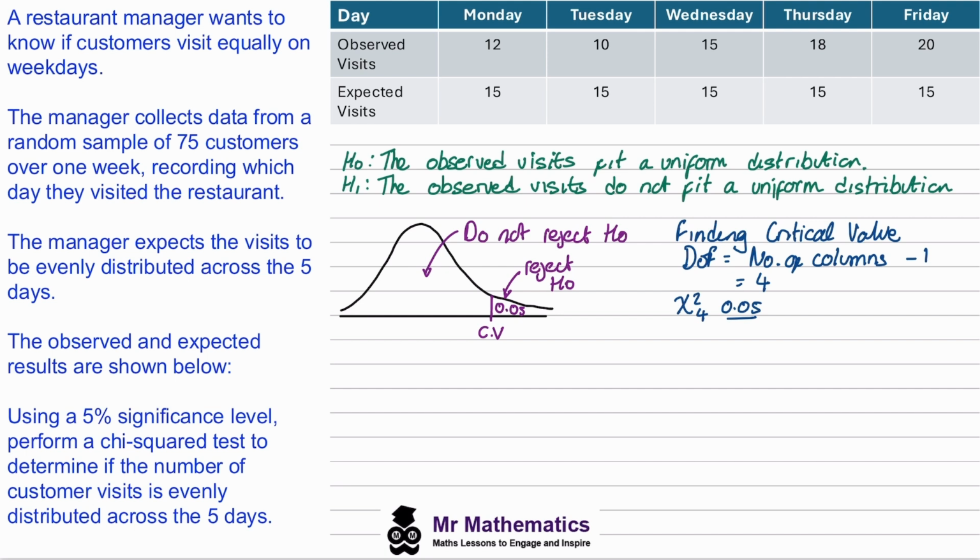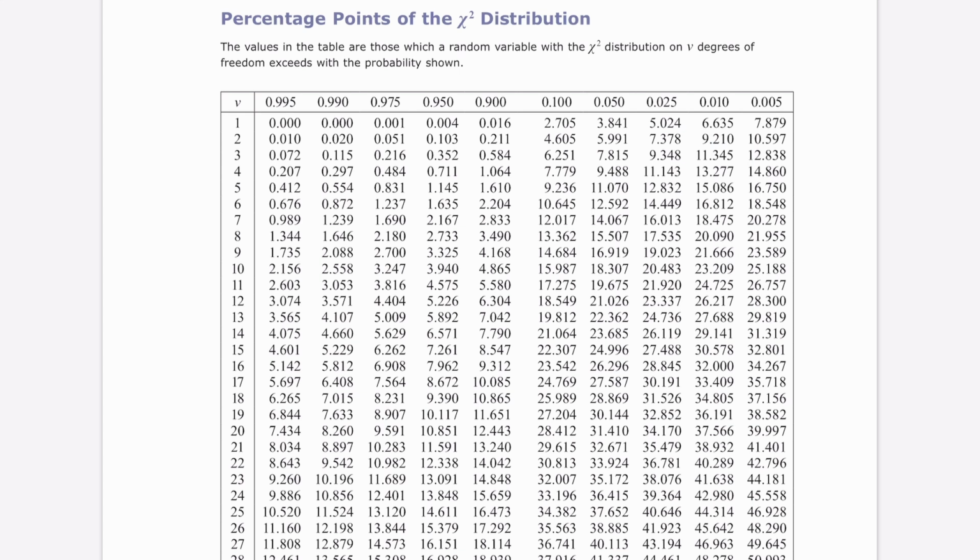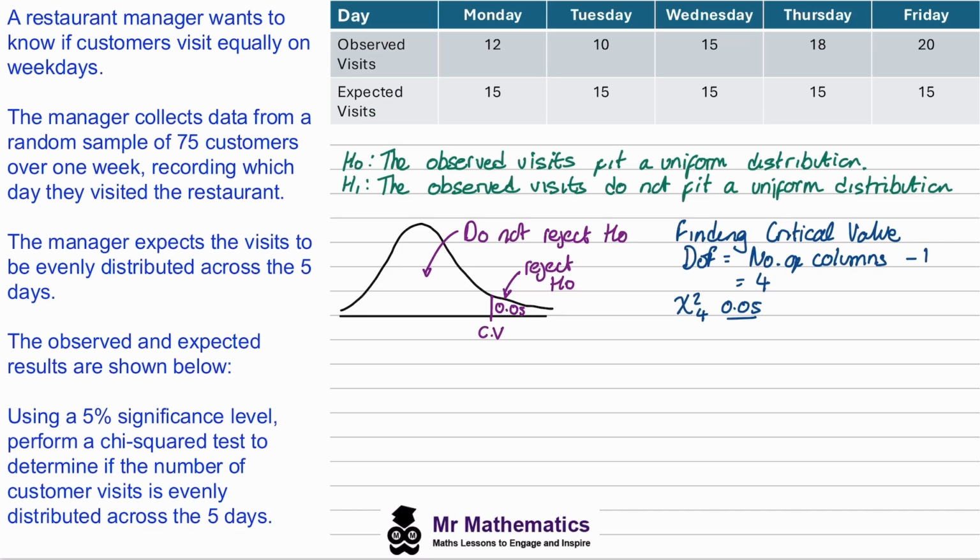So if we go to our chi-square distribution table, this is in the Edexcel formula booklet, we have the degrees of freedom in this first column. So we're looking at 4 degrees, and we've got our significance level to the right of this, and we're looking at 5%. So if we go across from 4 degrees of freedom and then down at 5%, we're looking at a critical value of 9.488. I'll show this on our graph. 9.488. So this is our critical value.